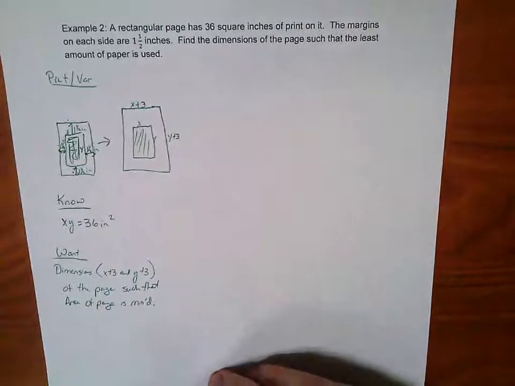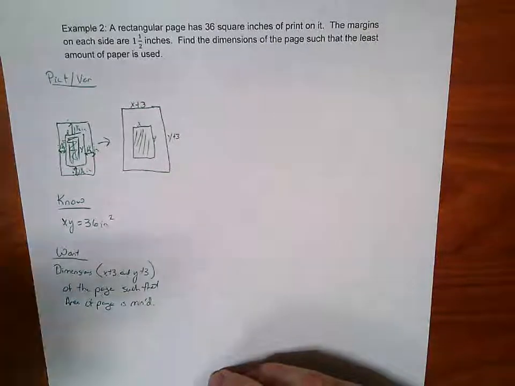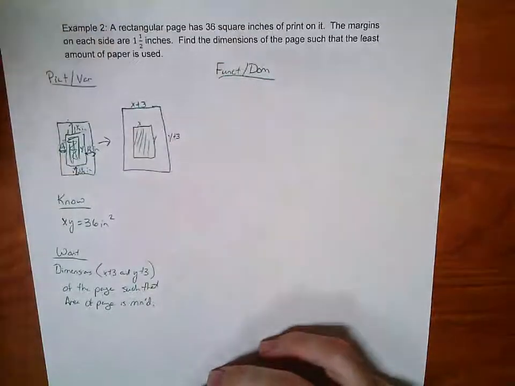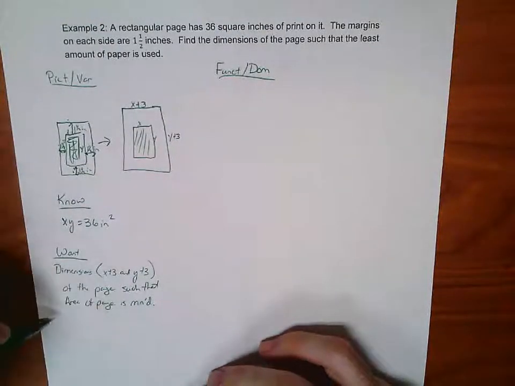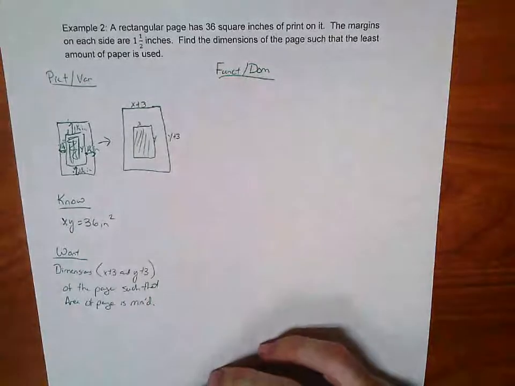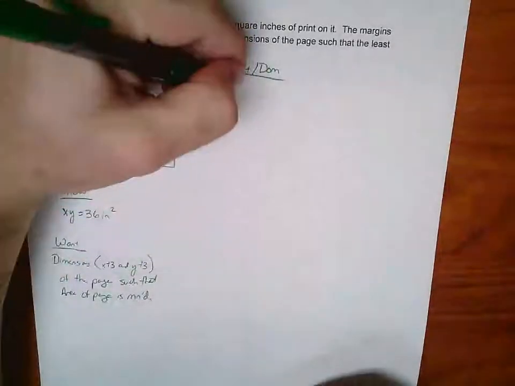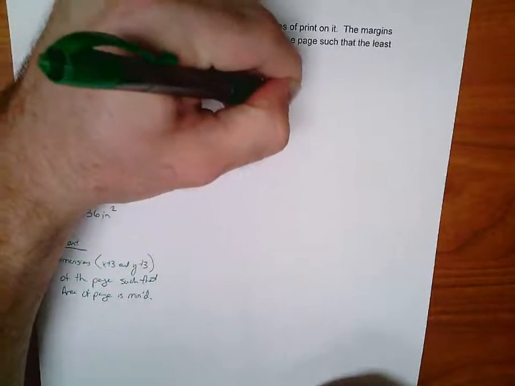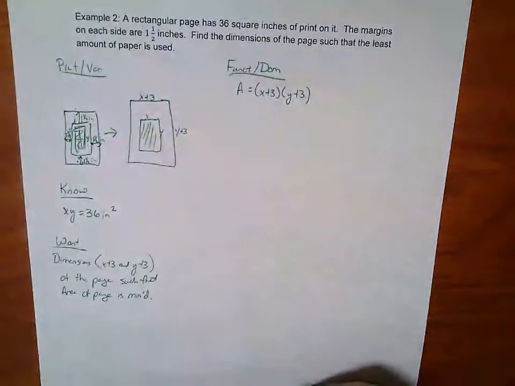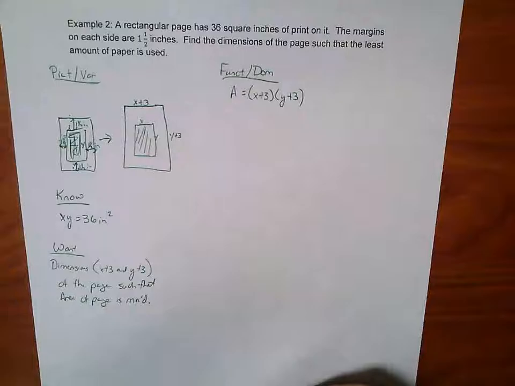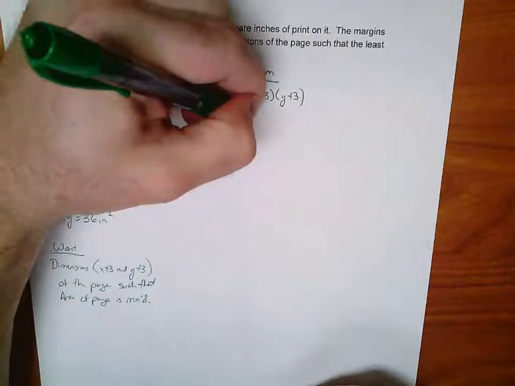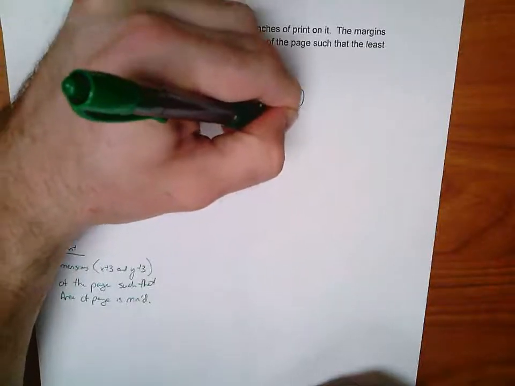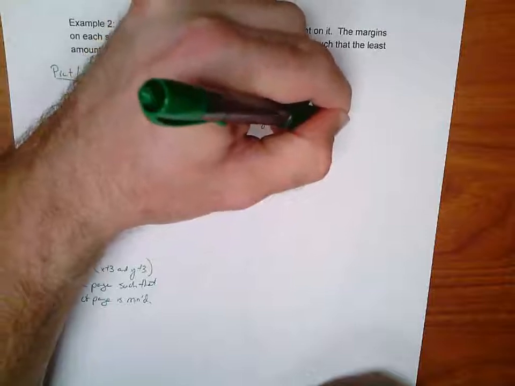Alright, so how can we find a function and the domain? So for our function, your function's always going to be related to what you want. So we want the dimensions such that the area of the page is minimized. So our function needs to be the area of the page. So in this case, the area of the page is going to be X plus 3 times Y plus 3. And we can FOIL this out because it's going to make finding our critical numbers easier, right? So area is xy plus 3x plus 3y plus 9.